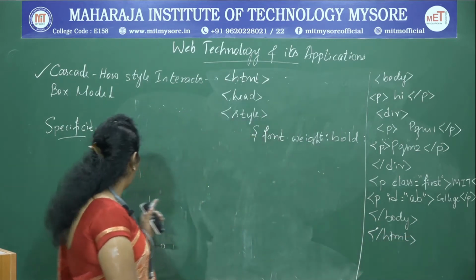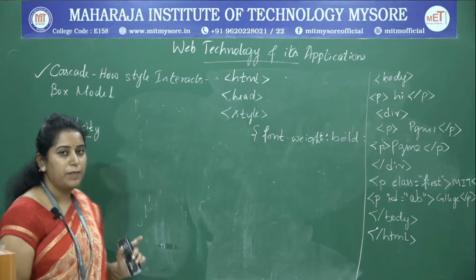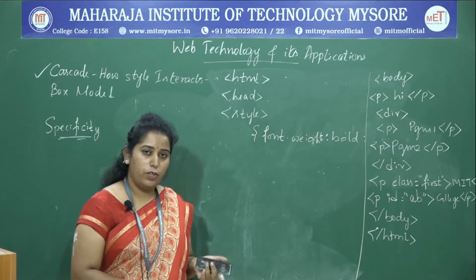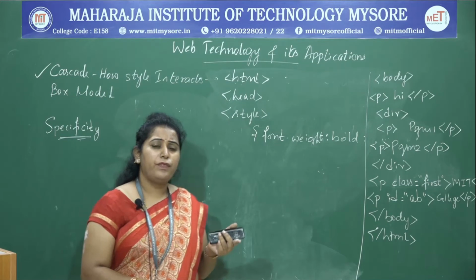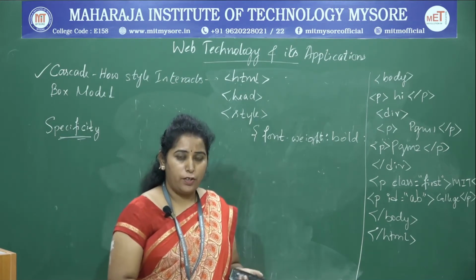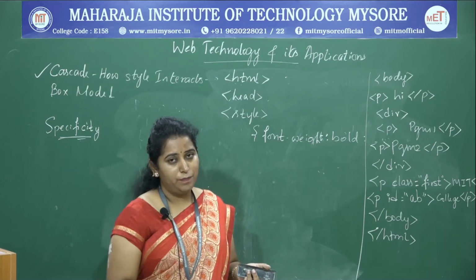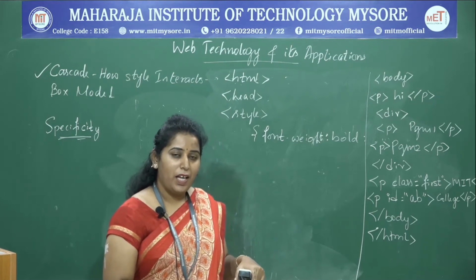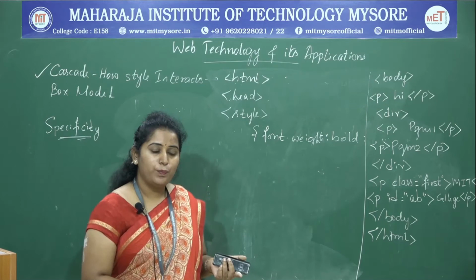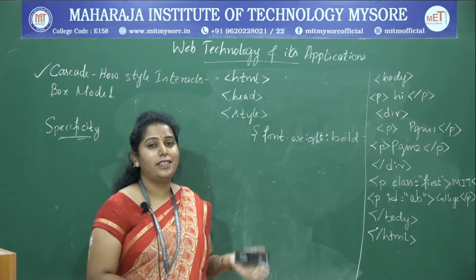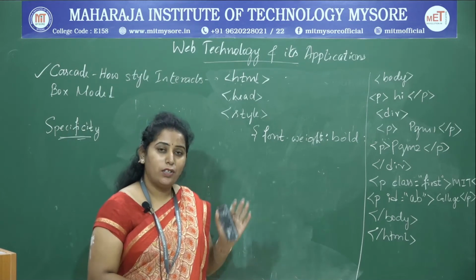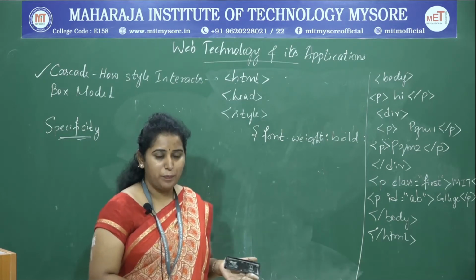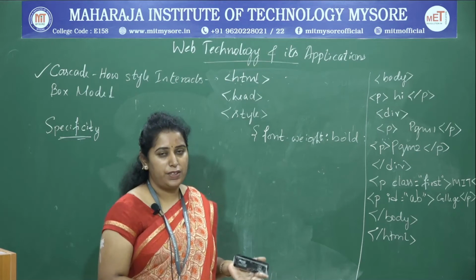So now I am talking about the topic specificity. How specificity works is, if there are different sets of style rules for the same element, the browser is going to assign certain weights. Based on those weights, it gives a priority and displays accordingly. This is what we call specificity.